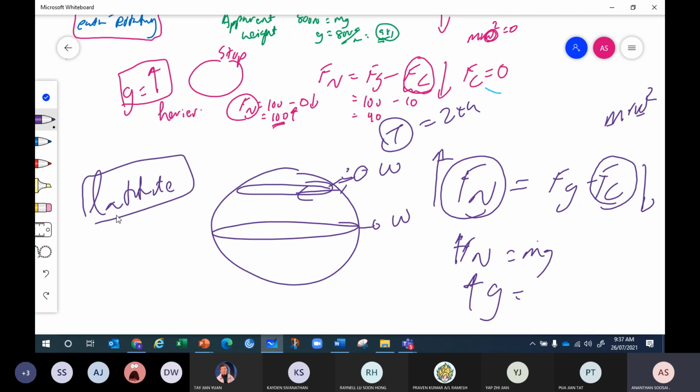Latitude, how does it affect gravity? This is another reason to explain. Why does latitude affect gravity? Because normal force equals Fg minus Fc. Close to higher latitude, Fc is small, so Fn is greater, so greater gravity. This is the second way of explaining the latitude effect.